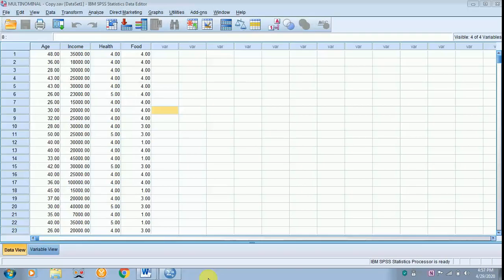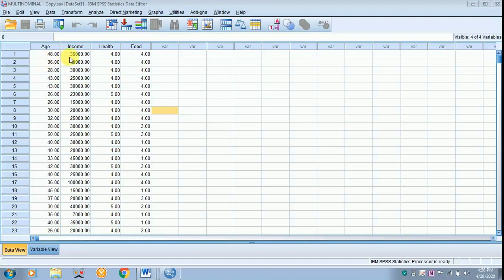Today I'll be teaching us how to do a multinomial logistic regression. The data is on the sheet where you can see food will be the dependent variable, that is the type of food the respondents consume, and next is the health status of the respondents, the income and age.